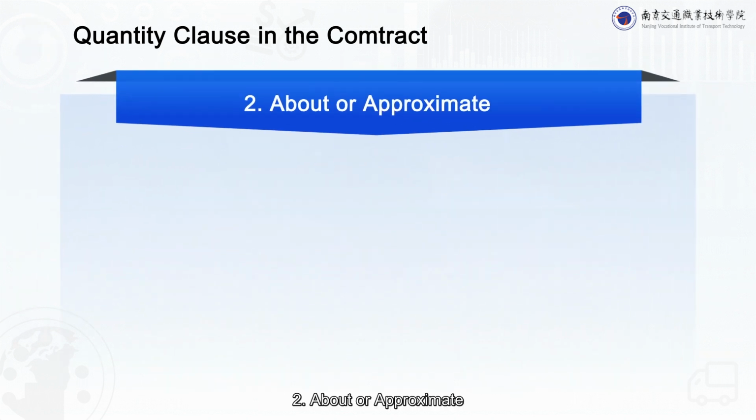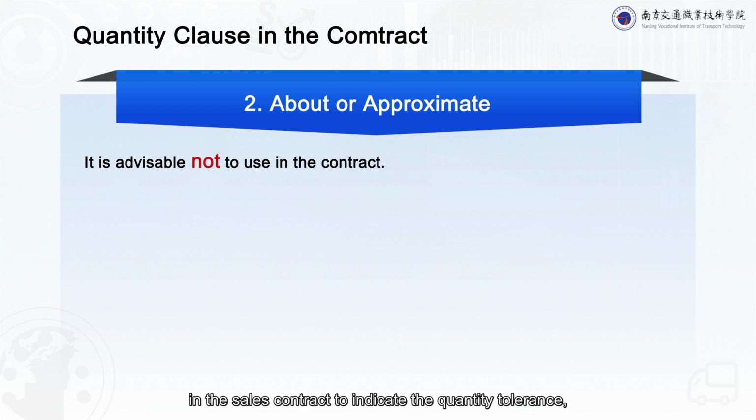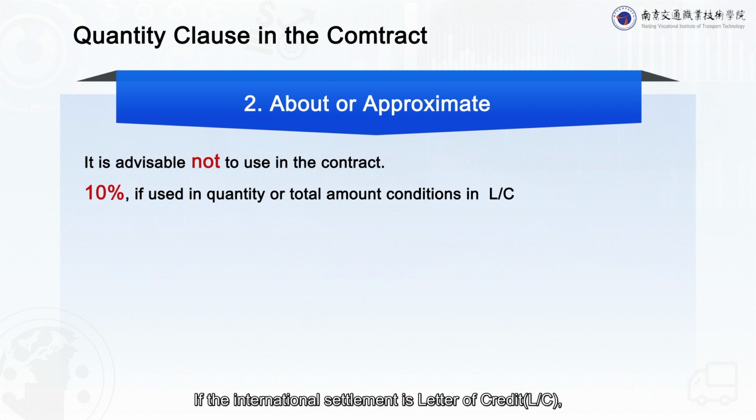2. About or approximate. It is advisable not to use expressions like about or approximately in the sales contract to indicate the quantity tolerance because of the different understanding of the tolerated percentage. If the international settlement is letter of credit, the words about or approximately used in quantity or total amount conditions in LC can be understood as 10% according to UCP 600.